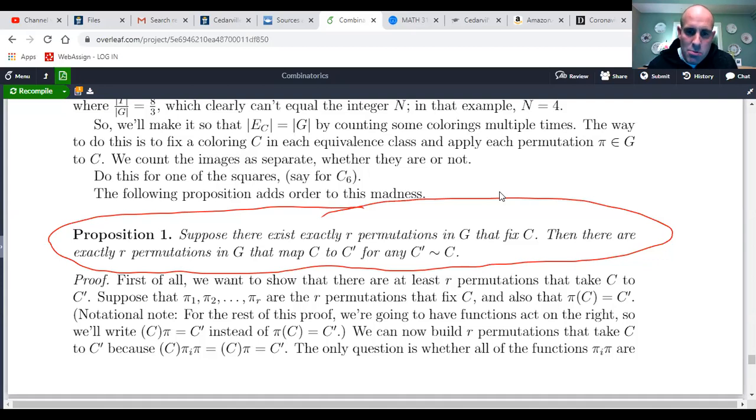So if there are exactly R permutations in G that fix C, then there are exactly R permutations in G that map C to C prime for any C prime equivalent to C. Okay, of course, that's obvious if C prime is the same thing as C, because the number of permutations would just be the number of those that happen to fix it. So really all we need to do is consider any other coloring in the equivalence class itself and argue that the number of things that fix C is the same as the number of things that move us from C to C prime, okay? All right, well, let's try to prove this thing.